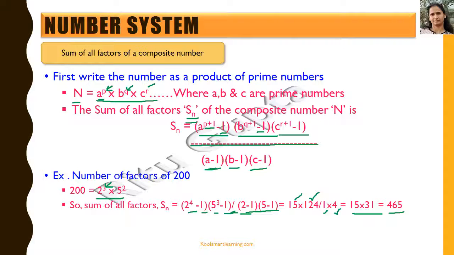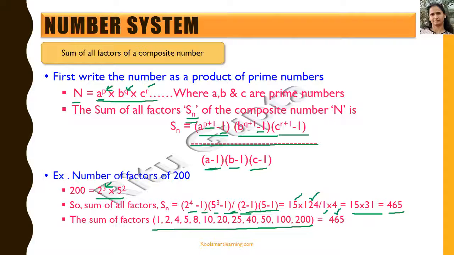Now let's see if the sum of all its factors actually comes out to be 465. So the factors were all of these. Now if we add these factors, we get the sum to be 465. So this is a very useful formula to use when we want to find out the sum of all the factors of the given composite number.